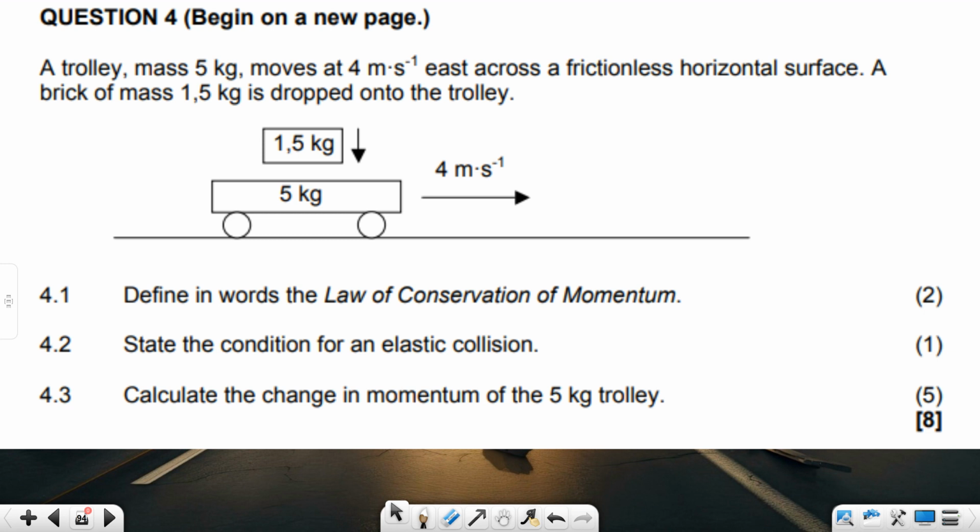A trolley of mass 5 kg moves at 4 meters per second east across a frictionless horizontal surface. Frictionless means the system is isolated. A brick of mass 1,5 kg is dropped onto the trolley. All right. So what do you notice? The brick moves downwards, hits the trolley and they both move. There's a complete change of direction. This one is a vertical movement. Let me know if you see the difference, the vertical and the angular, quickly before I calculate. Do you see the difference?